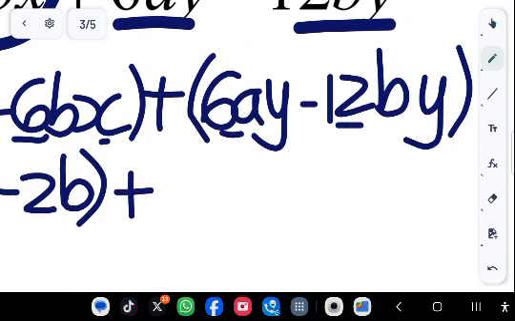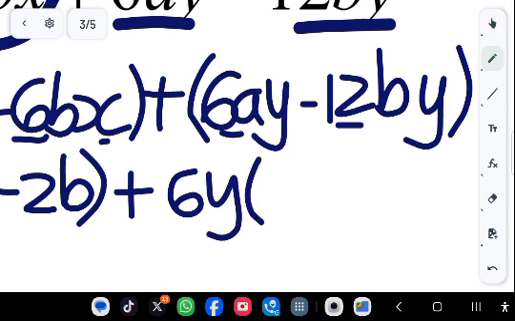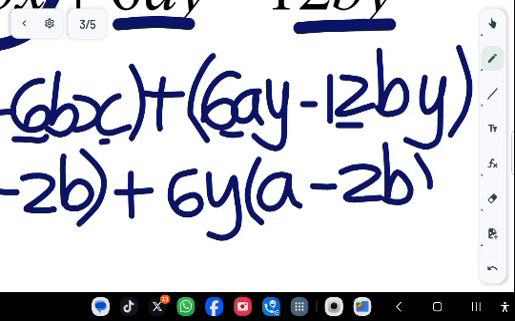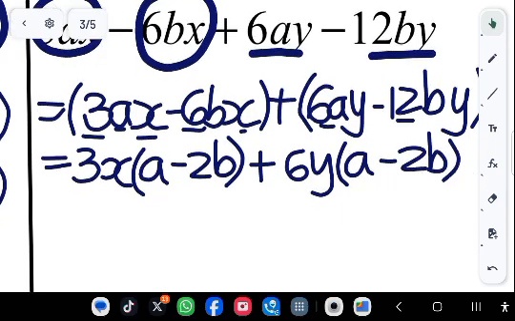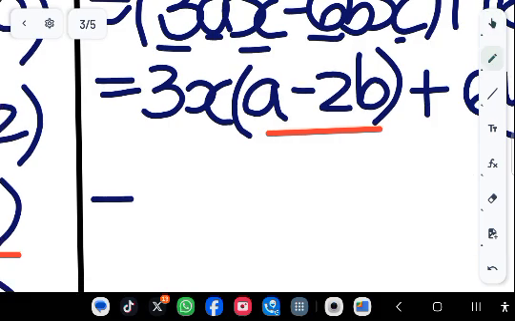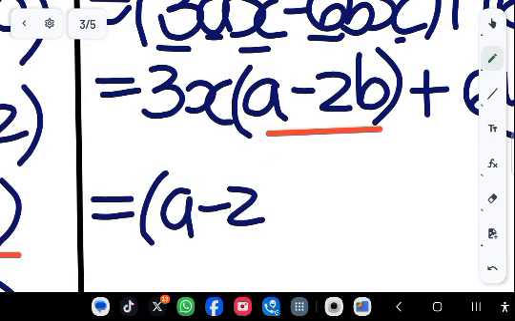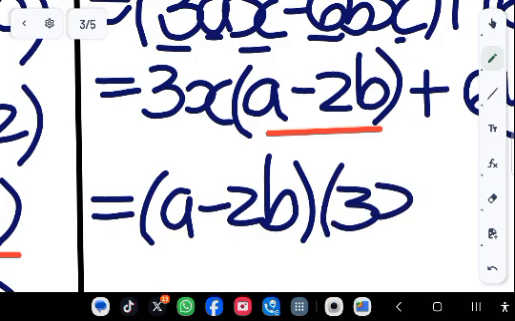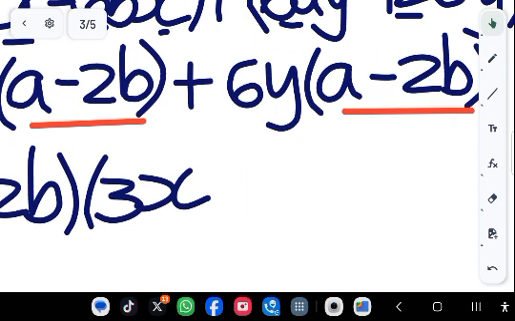The common factor of the numbers is 6. The variables a and b are not common factors, but y is a common factor, and that leaves us with a minus 2b. Now notice that this is a common factor, so we take it out. A minus 2b is a common factor, so we take it out, and that leaves us with 3x plus 6y.